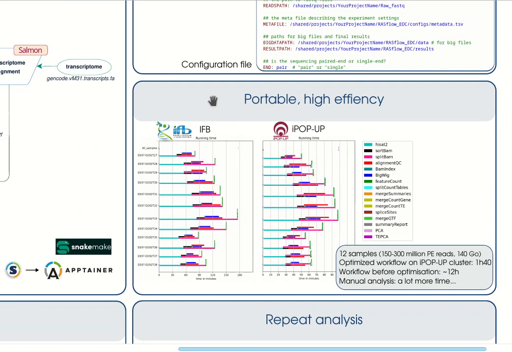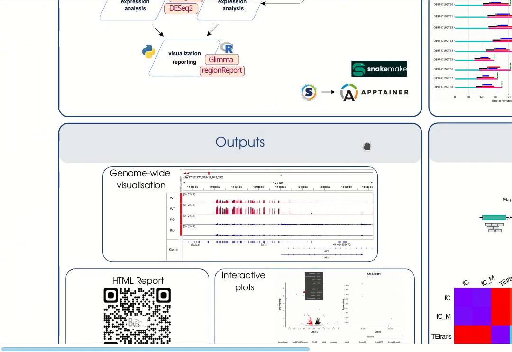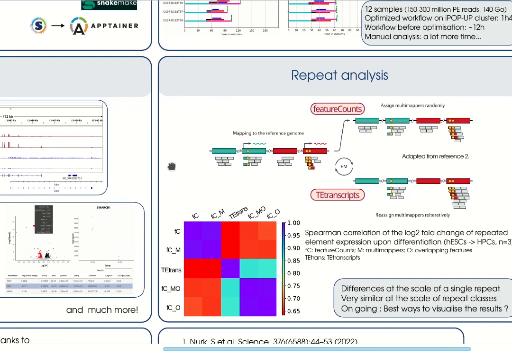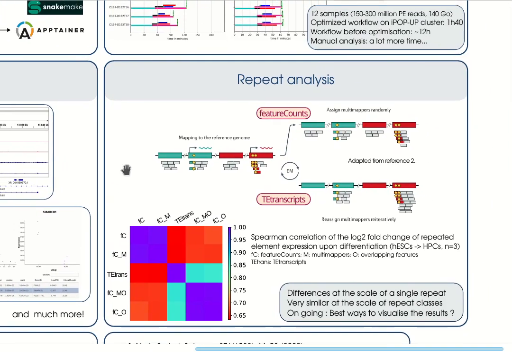And it is fast. It takes less than 2 hours to complete the workflow from FASTQ files to the final reports for complete data sets. It outputs different files for visualization in IGV, for instance, as well as a comprehensive HTML report that is easy to share between colleagues. And these reports include interactive plots, which are very useful to go deeper into the results and make new hypotheses.